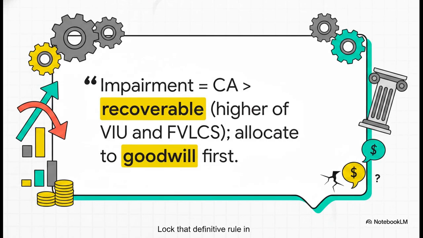Let's cement this standard. Your one-line summary, impairment equals carrying amount greater than recoverable. Recoverable is the higher of VIU and FVLCS. Allocate to goodwill first. Lock that definitive rule in.